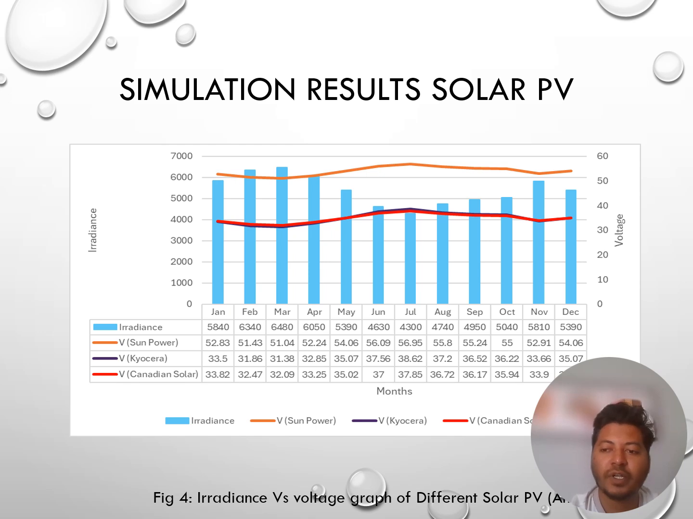The seasonal variation in irradiance peaked in March at 6,480 watt per meter square and reached its lowest in July at 4,300 watt per meter square. Each solar PV model responded differently to these changes, with distinct voltage peaks occurring at different times of the year.